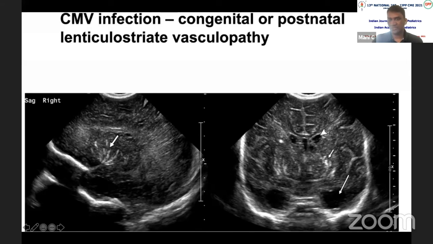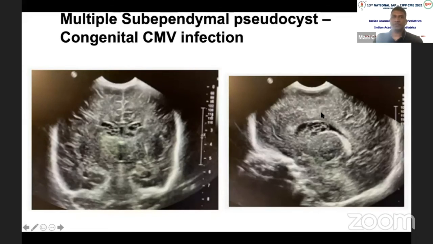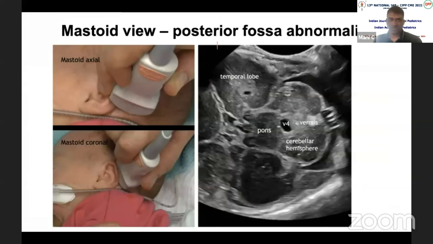lenticulostriate vasculopathy in the deep gray matter. So the vessels are very prominent and calcified here. That is very obvious here. And then you can also see in some babies with the CMV infection, the subependymal pseudocyst. And if it is multiple and bilateral, you should always screen for a TORCH infection. So that would be one of the signs of TORCH infection.